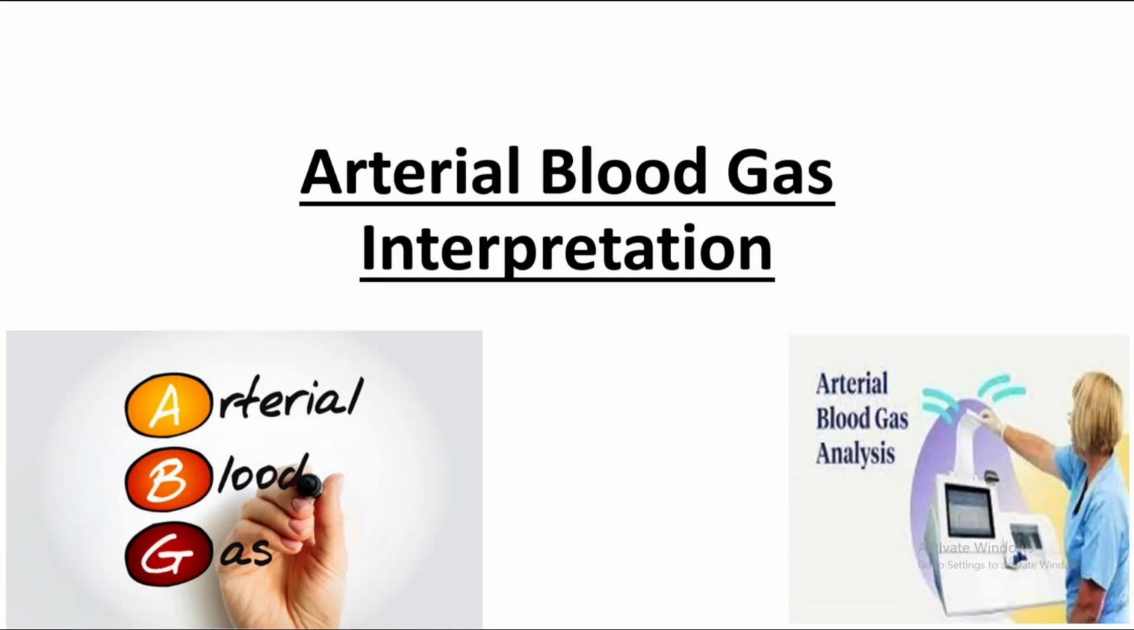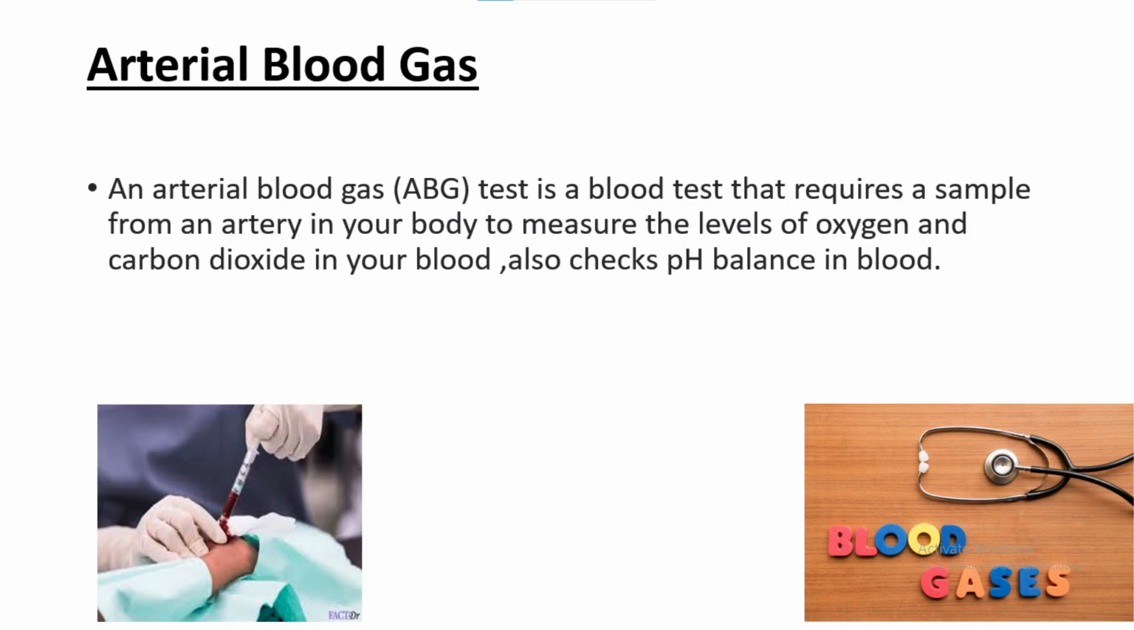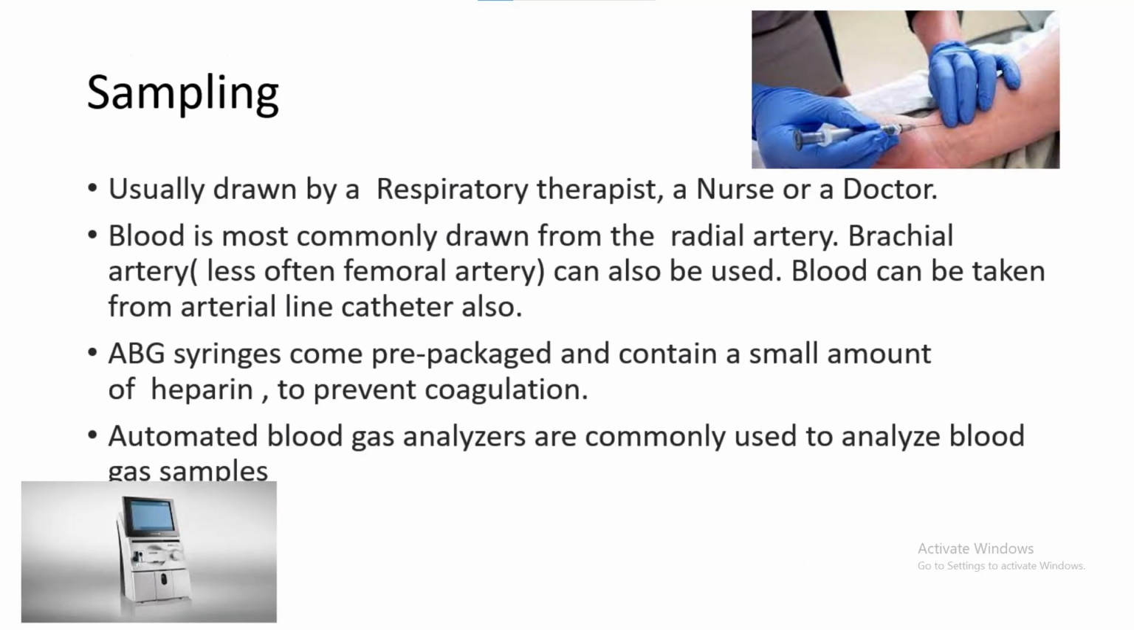Arterial blood gas interpretation. An arterial blood gas, ABG test, is a blood test that requires a sample from an artery in your body to measure the levels of oxygen and carbon dioxide in your blood. It also checks the pH balance in blood. Sampling is usually drawn by a respiratory therapist, a nurse, or a doctor.